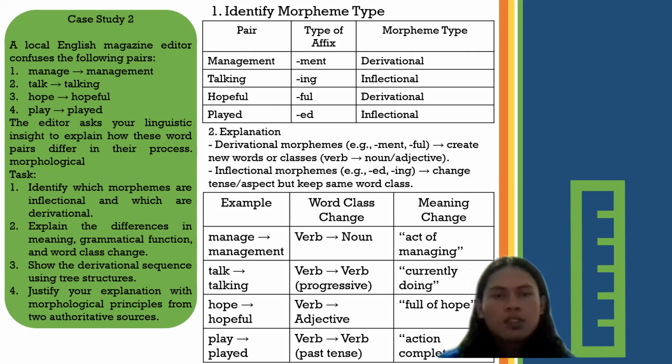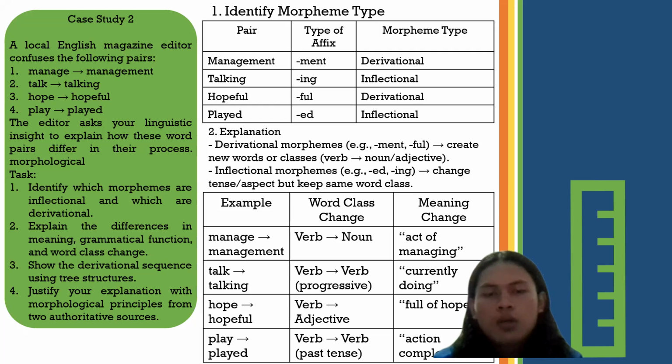For example, the word is manage to management. The word class change is verb to noun, and the meaning change is act of managing. And the word is talk to talking. The word class change is verb to verb or progressive, and the meaning change is currently doing. The next word is hope to hopeful. The word class change is verb to adjective, and the meaning change is full of hope.